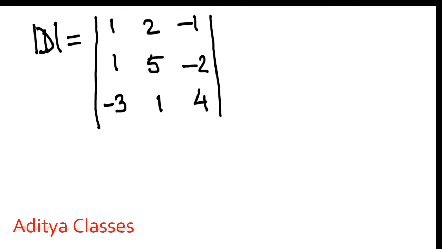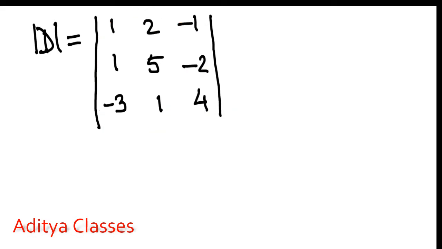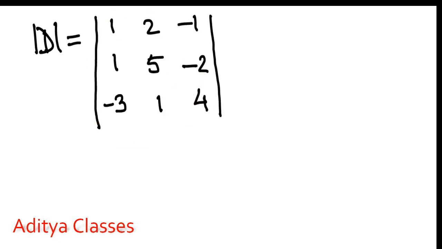So, what was our trick to find the value? We take these two columns, leaving the last column. The trick is to leave the last column and take all the columns and rewrite them once again. So here we'll take these columns and leave the last one. Always leave the last one. Let us go ahead and do so. 1, 1 and minus 3. 2, 5 and 1. Done. So now that I have rewritten my columns, let me go ahead and solve them.